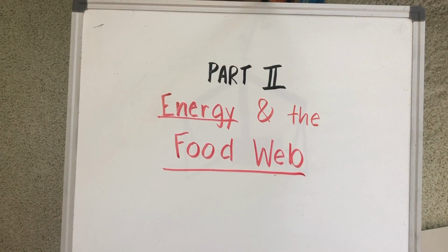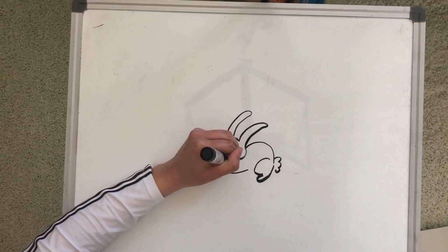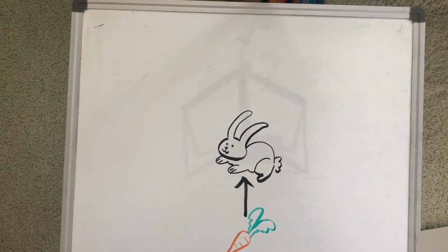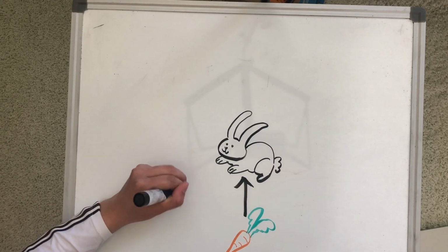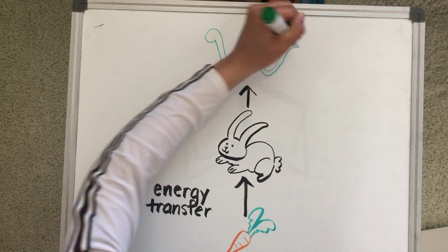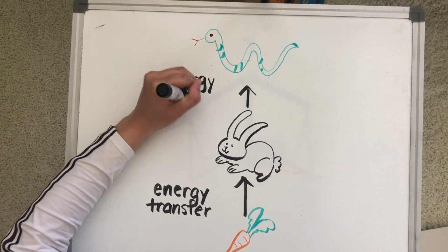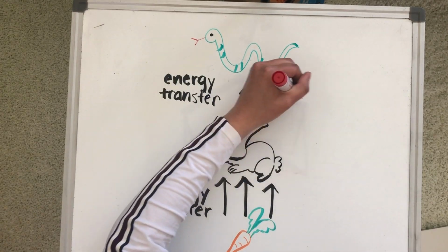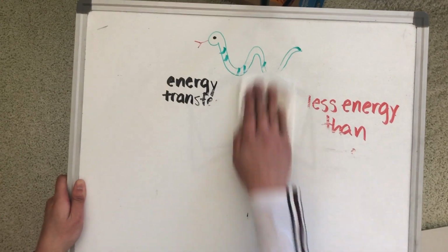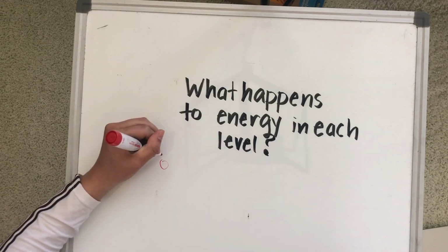Now that we understand our food web, it's time to get into energy, which is part 2 of this video. When the rabbit eats the carrot, energy is transferred from the carrot to the rabbit. Then, when the snake eats the rabbit, energy is transferred from the rabbit to the snake. However, the amount of energy is not the same. In fact, the snake receives less energy from the rabbit than the rabbit does from the carrot. Energy is somehow lost in a way. This leads to our question: what happens to the energy in each level?